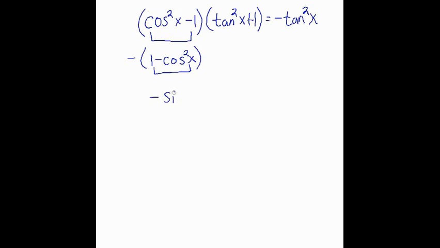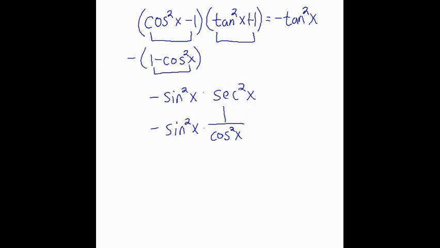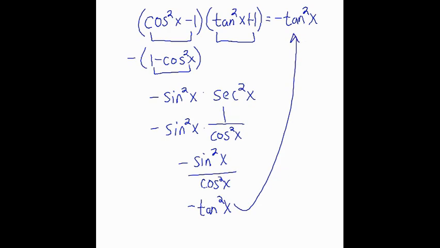So we got negative sine squared x, and then this right here is just the Pythagorean identity that gives us times secant squared x, and then expanding on it a little bit more, negative sine squared x will turn secant into cosine, and this will give me negative sine squared x over cosine squared x, which gives me a negative tangent squared x, and that's the same as what I have on the right side, and we're done.